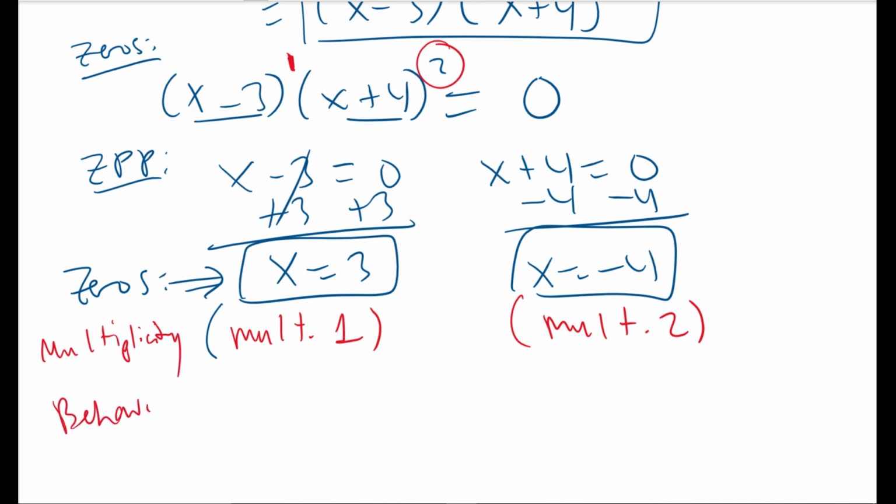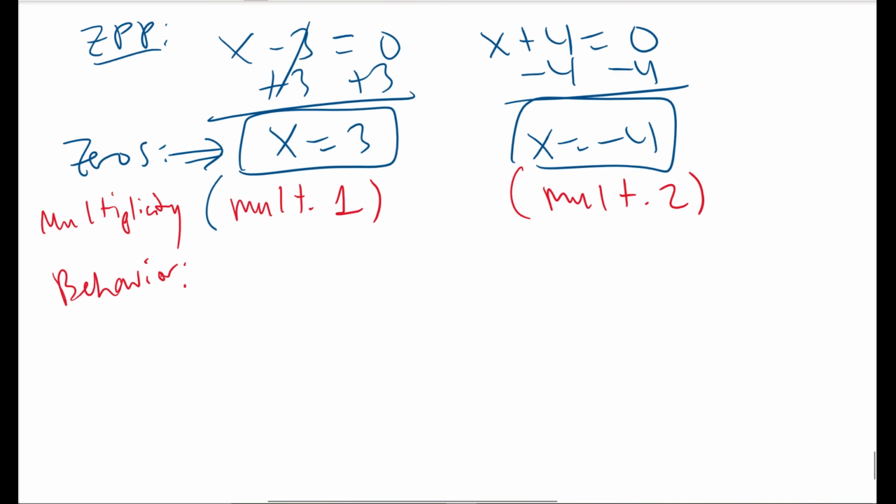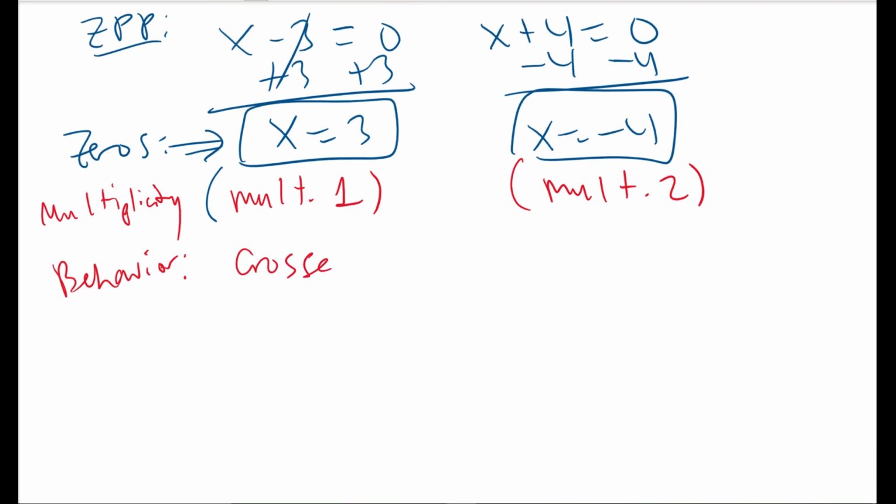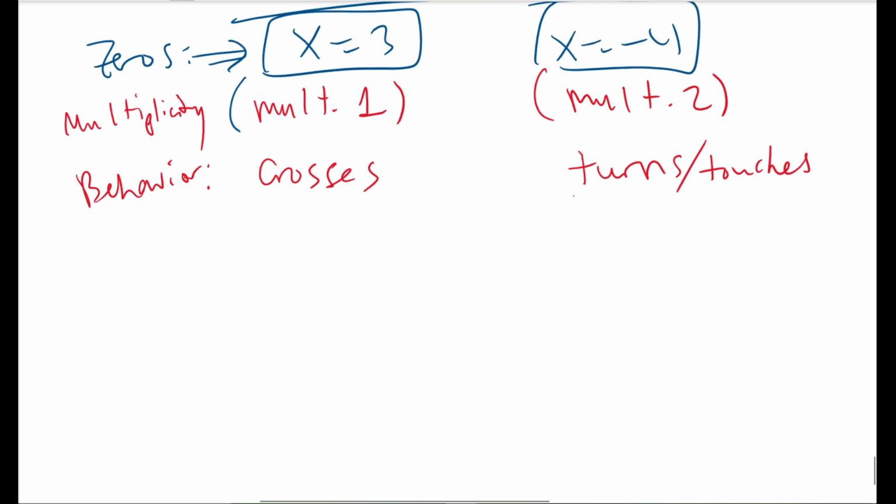Behavior. If you want to do behavior, well, if it's odd multiplicity, it crosses. If it's even multiplicity, it turns or touches. Turns/touches. I'm just going to say turns/touches the x-axis. All right, and that's all that they wanted us to find out. Just if it crosses, turns, or touches, zeros, and multiplicities. All right, so that was number 21.